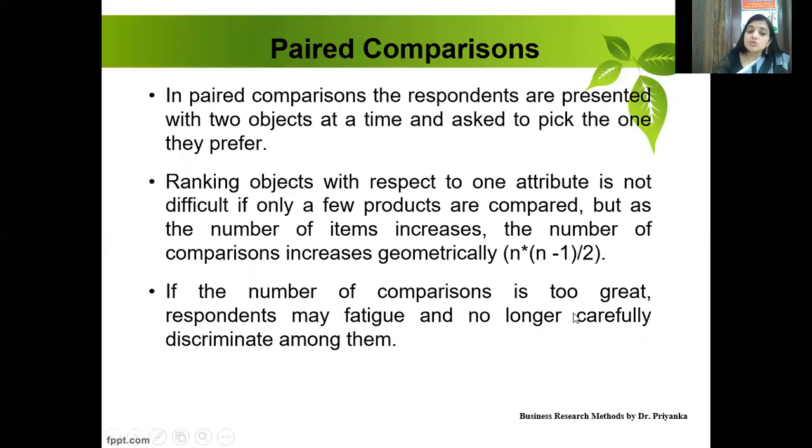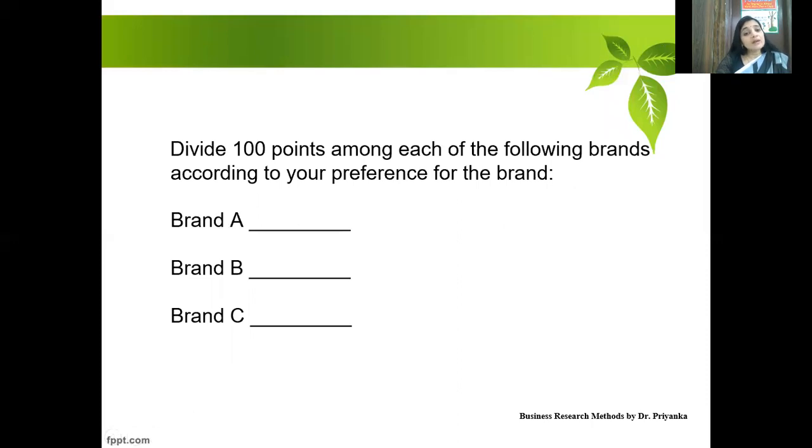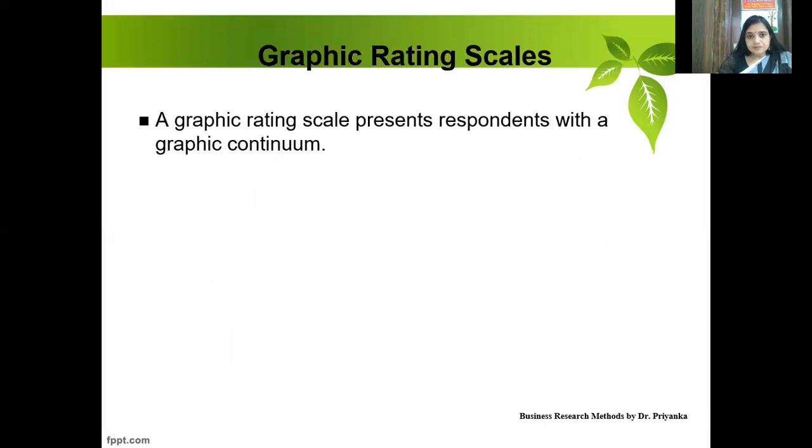If the number of comparisons is too great, respondents may fatigue and no longer carefully discriminate among them. So it would not be of any use then. So that is why comparisons should be shorter. For example, divide 100 points among each of the following brands according to your preference for the brand: Brand A, brand B, brand C. It's easier. But if you have got 10 brands where you have to decide about the points, in fact, you will be confused about how to choose and which one to choose. So it is always advisable to choose a few preferences when it comes to behavioral patterns.